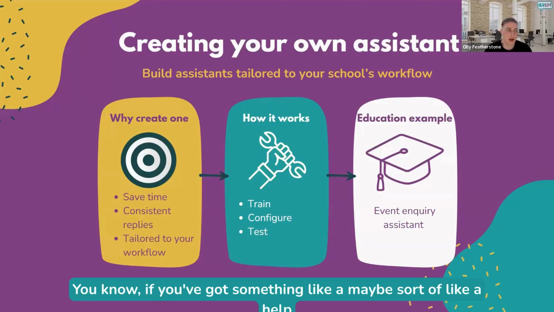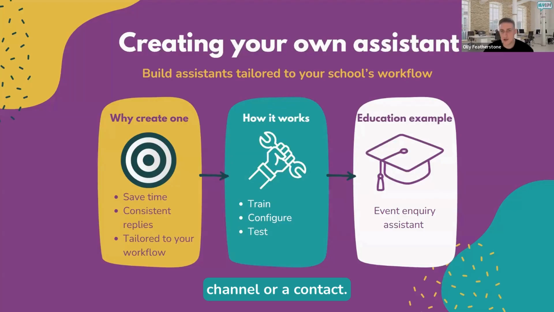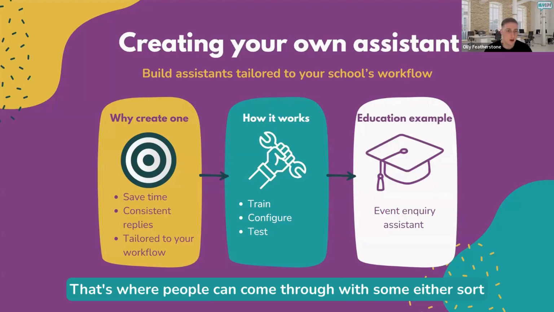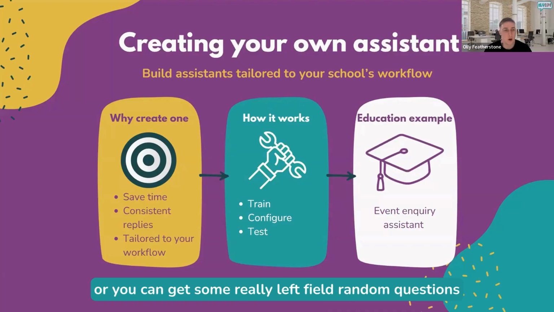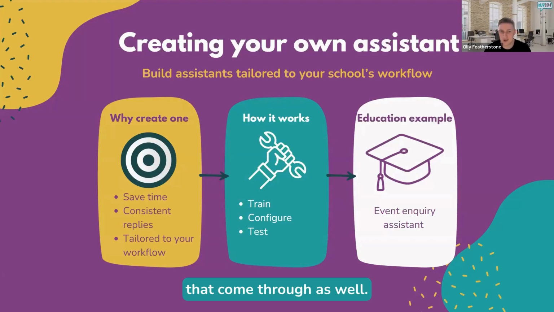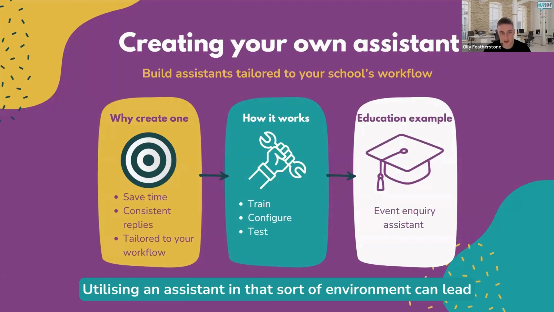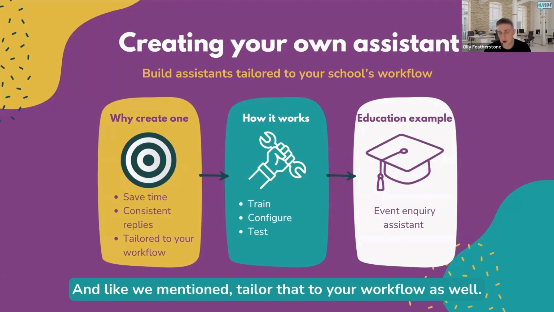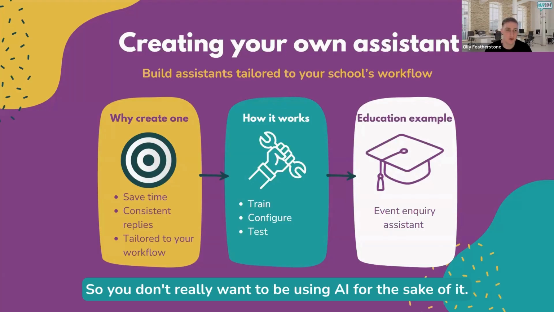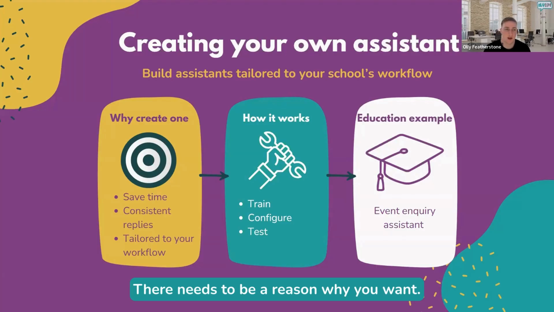If you've got something like a help channel or a contact us, where people can come through with FAQ style questions, you get a lot of the same questions come through, or you can get some really left field random questions as well. Utilizing an assistant in that environment can lead to more consistent replies, and of course have pre-prepared replies, or use some context from the CRM to give a better response as well. And like we mentioned, tailor that to your workflow. So you don't really want to be using AI for the sake of it. There needs to be a reason why you want to adopt it and add it into that part of the process.